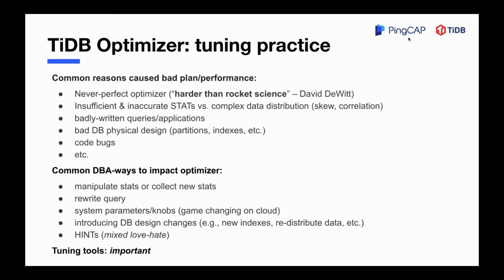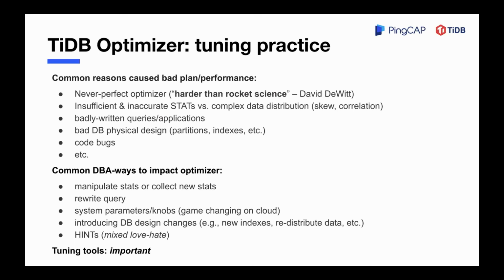So I think with TiDB, I first list some reasons that can cause a bad plan or performance. The first one is that the optimizer, as I mentioned, is really hard. It's not perfect, and it will never be perfect. That means the optimizer can choose a bad or suboptimal plan. Then the stats can be out of date. If the stats are not good, how could you expect the optimizer to generate a good plan? That's another reason.